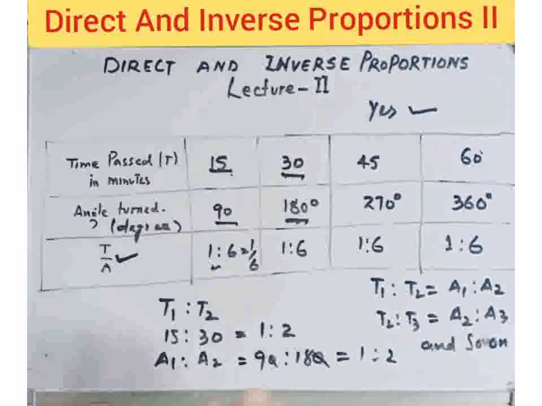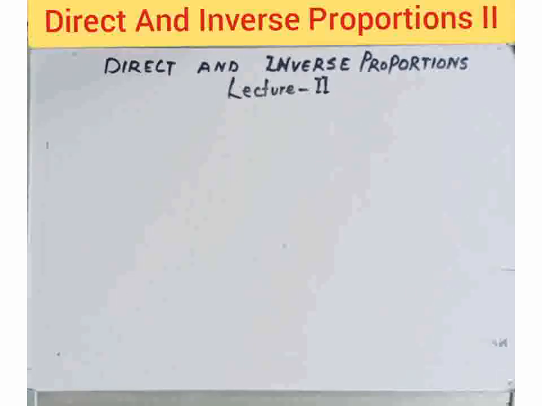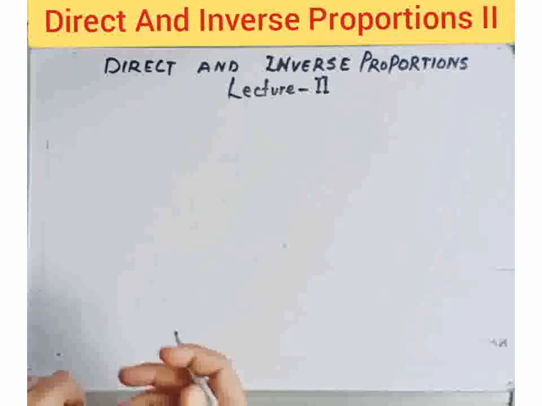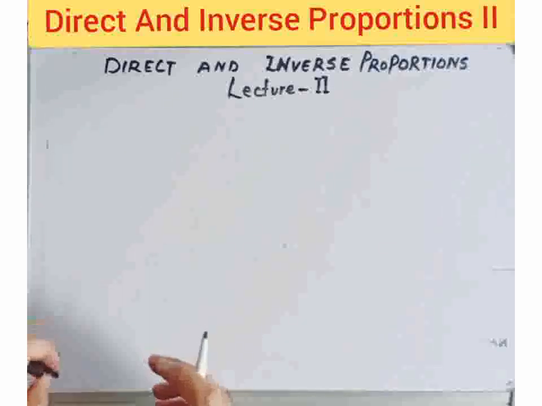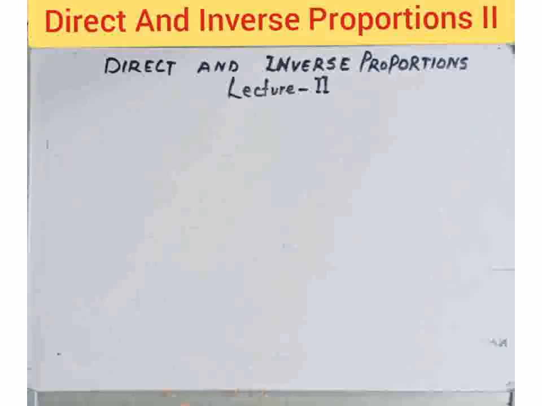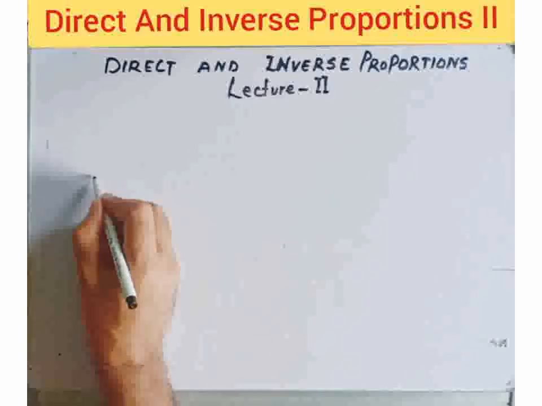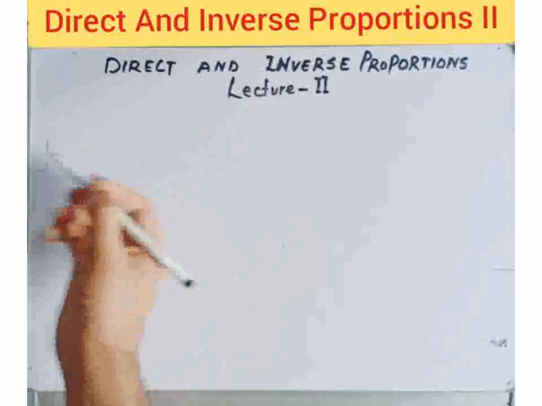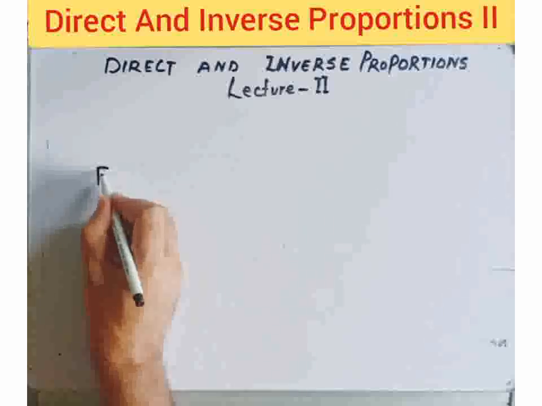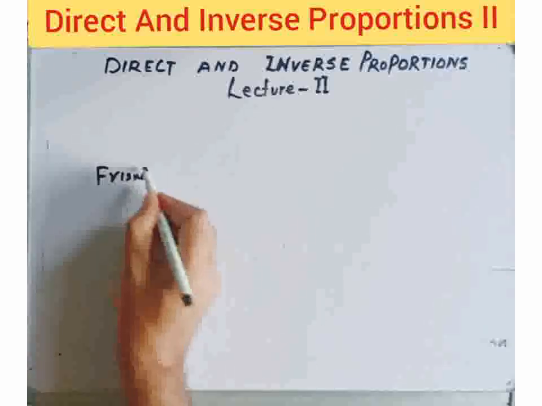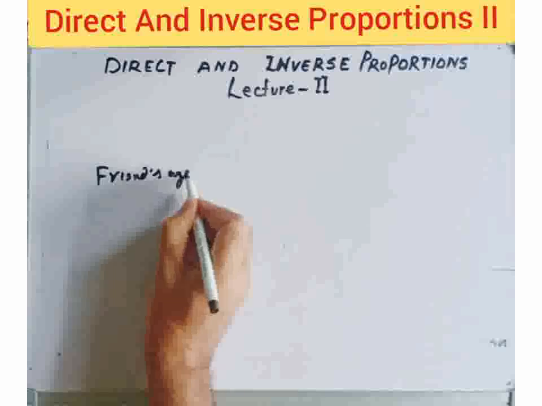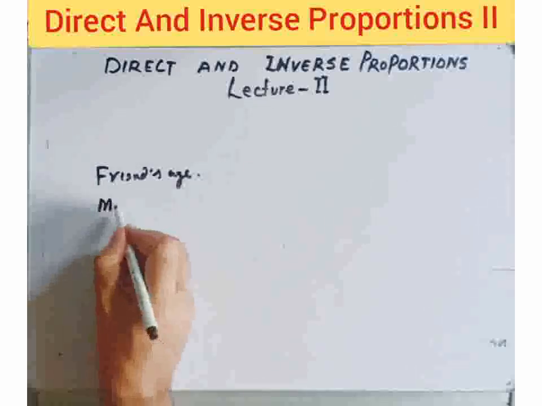Let us take another example and find out if they are directly proportional to each other or not. Say for example, one of your friends' age and his mother's age.